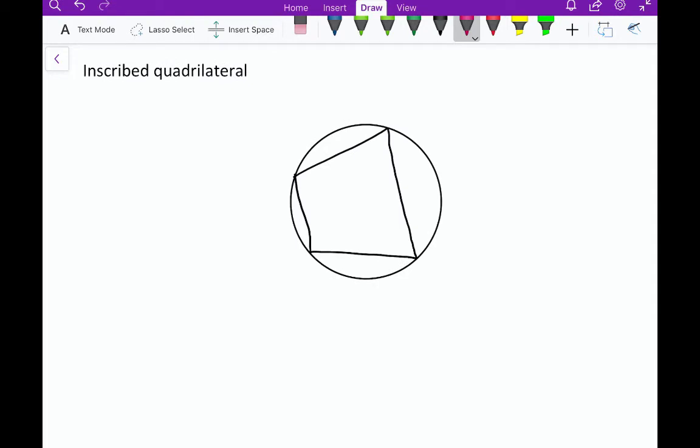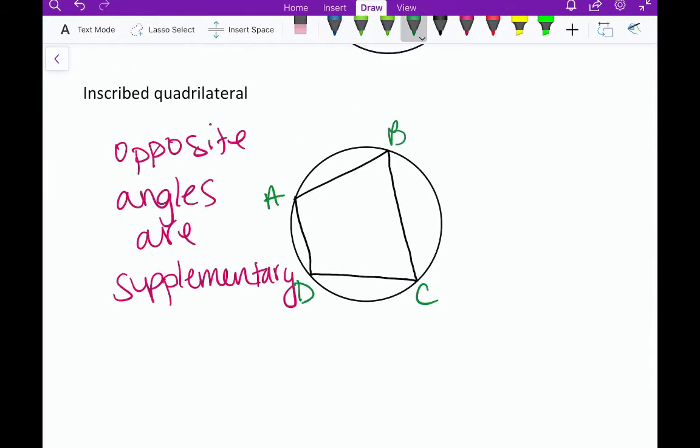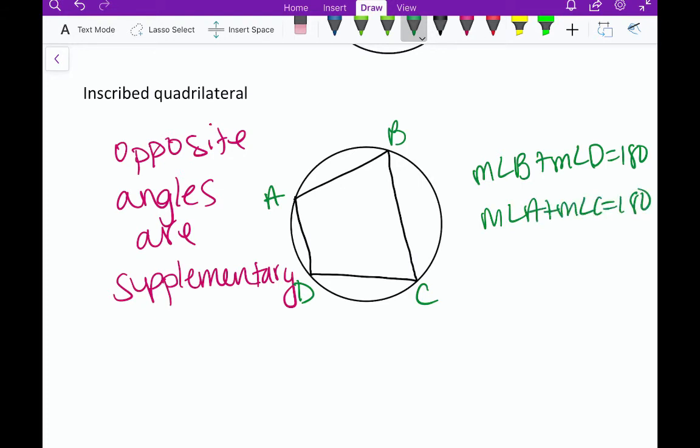A couple things you need to know about inscribed quadrilaterals is that if a quadrilateral is inscribed, then its opposite angles are supplementary. So this means that the measure of angle B plus the measure of angle D equals 180, and the measure of angle A plus the measure of angle C equals 180. None of those have to be congruent, but the opposite angles have to be supplementary if a quadrilateral is inscribed in a circle. So you're going to need to use that property in order to solve problems.